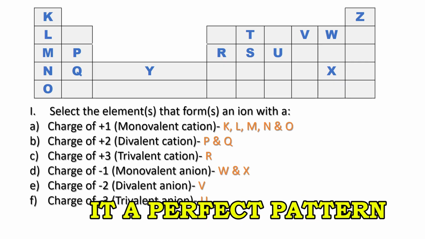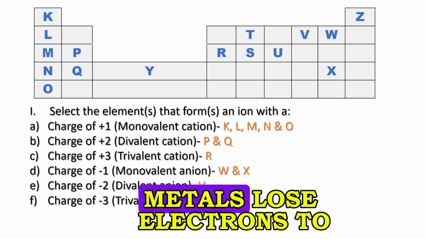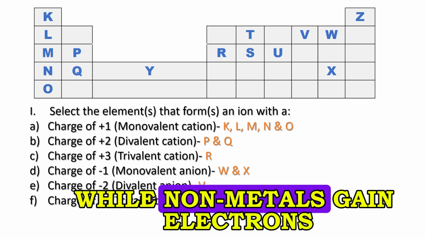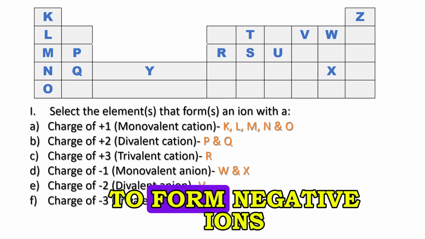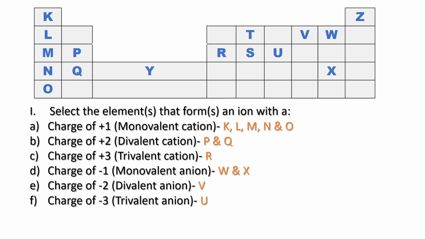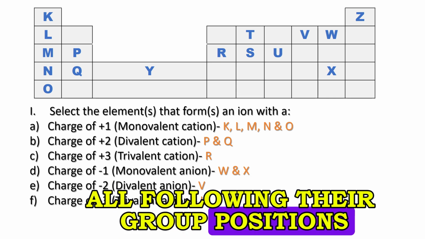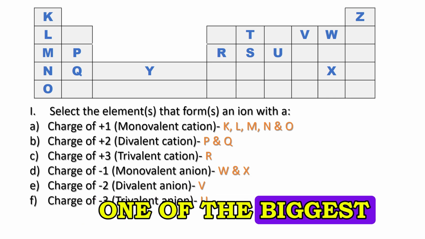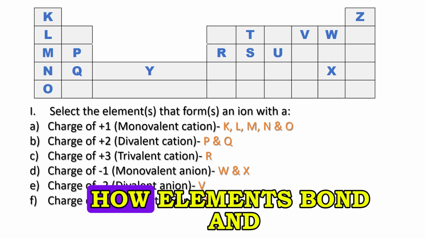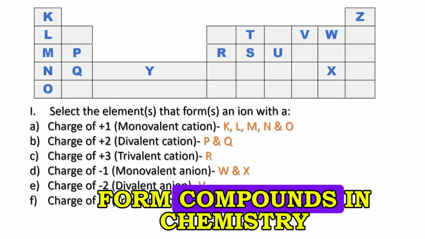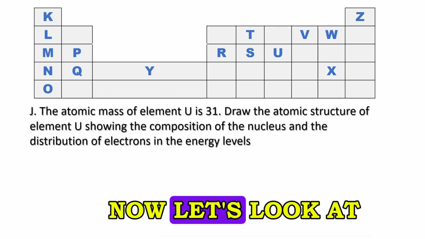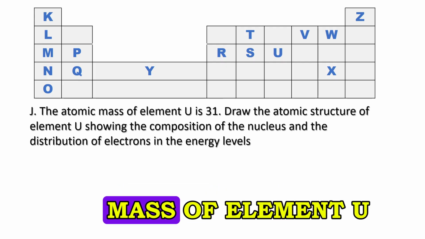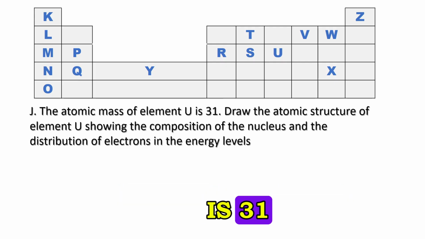And there you have it, a perfect pattern. Metals lose electrons to form positive ions, while nonmetals gain electrons to form negative ions, all following their group positions. If you can remember this trend, you've mastered one of the biggest keys to understanding how elements bond and form compounds in chemistry. Now, let's look at question J, which says, the atomic mass of element U is 31.